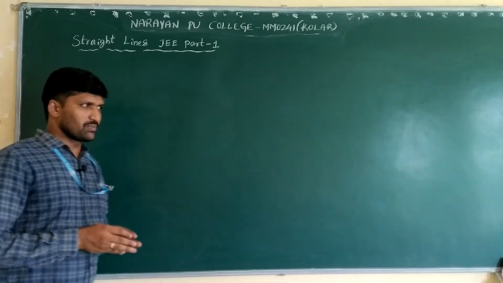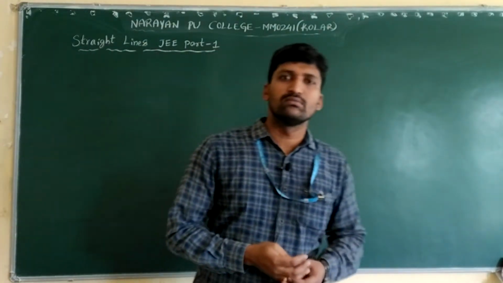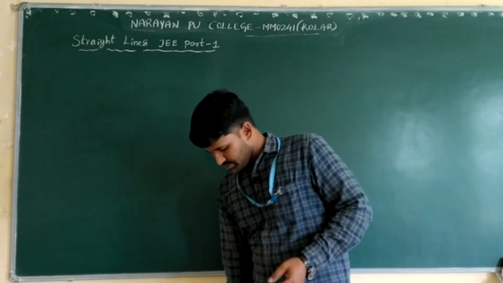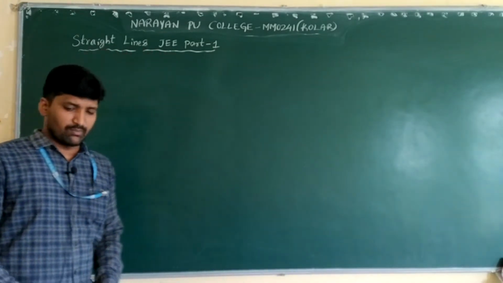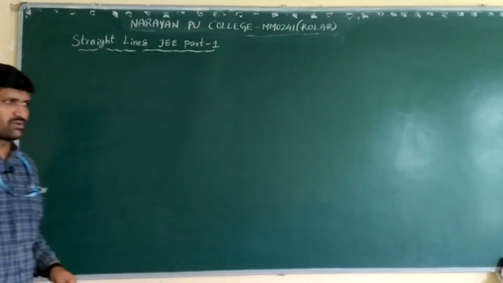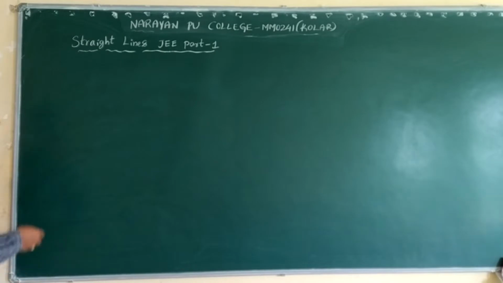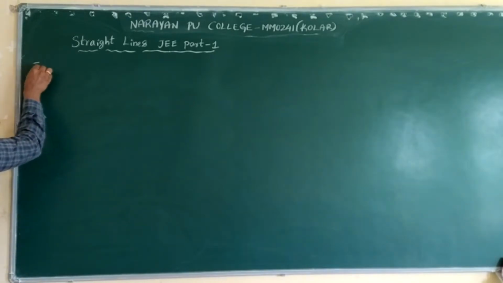Today we start a new chapter, competitive straight lines. We already learned some basics in PU, but we will revise one more time. First, what is the meaning of inclination of a line?